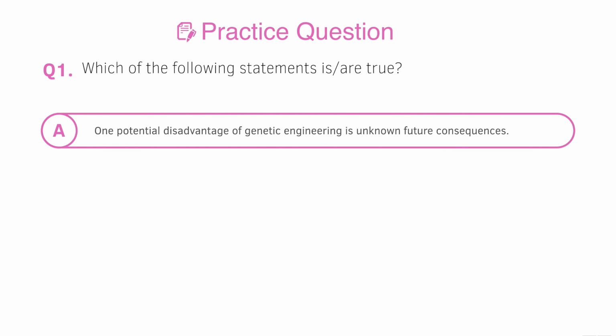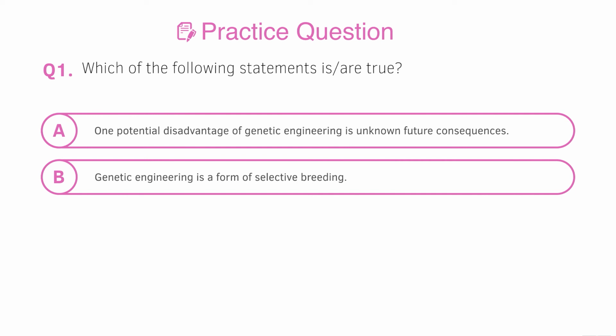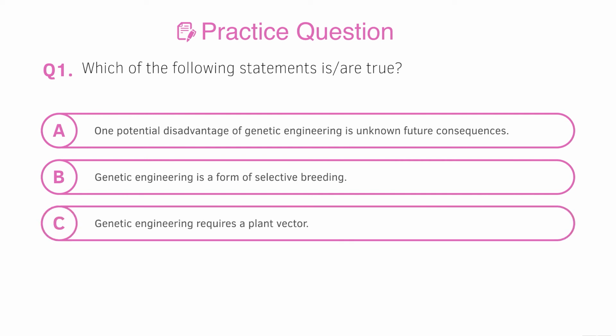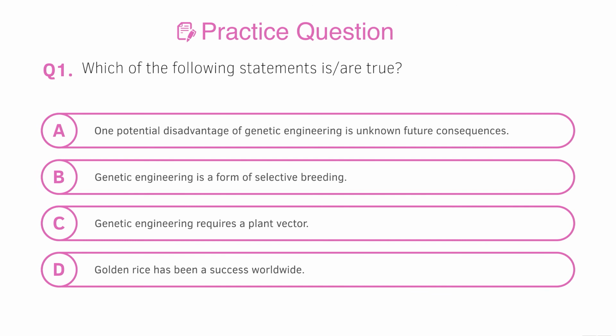So now that we've covered all of the theory behind genetic engineering, we're going to have a look at a practice question. So as per usual, I'll read through the statements, you will pause the video and go through and decide which are true or false, and I'll go through the correct answers once you unpause the video. So statement A, one potential disadvantage of genetic engineering is unknown future consequences. B, genetic engineering is a form of selective breeding. C, genetic engineering requires a plant vector. And D, golden rice has been a success worldwide. So pause the video here and have an attempt.